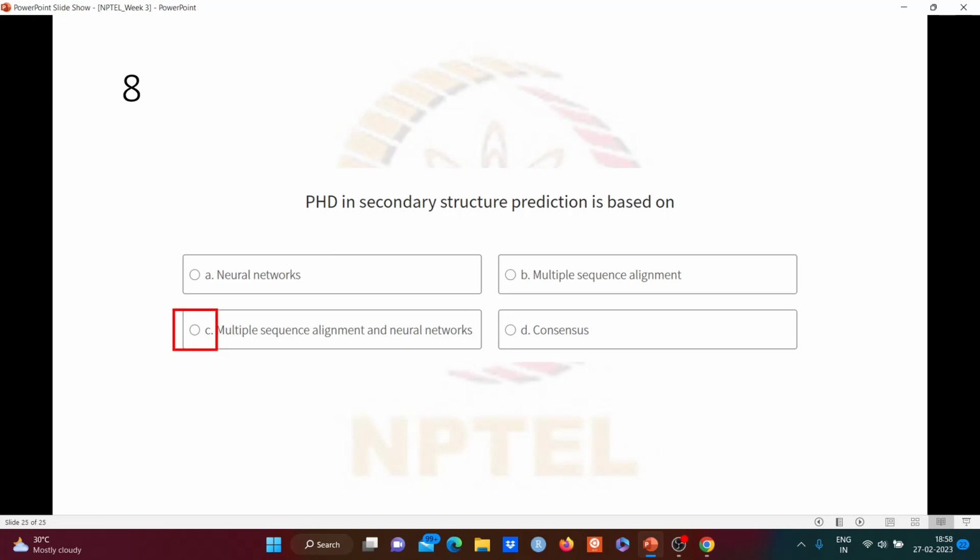The answer is multiple sequence alignment and neural networks. I mentioned hybrid methods are a combination of several individual methods that were previously discovered. That's all for today.